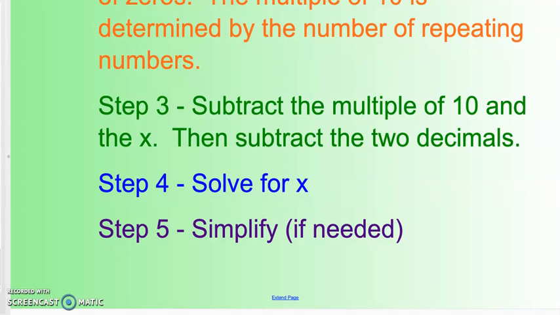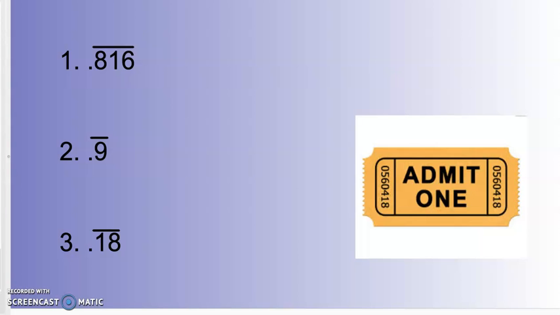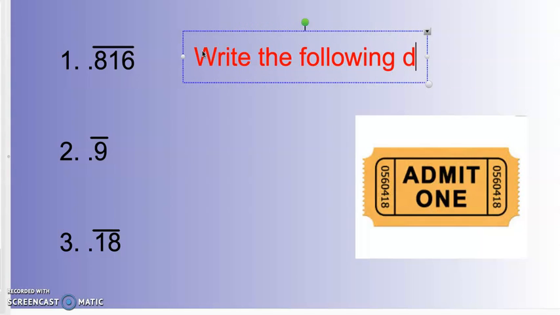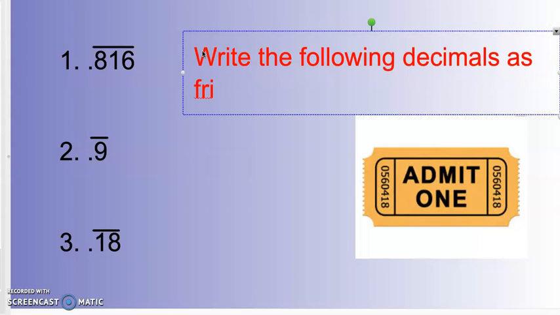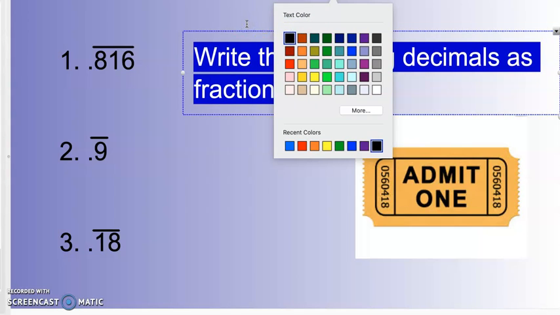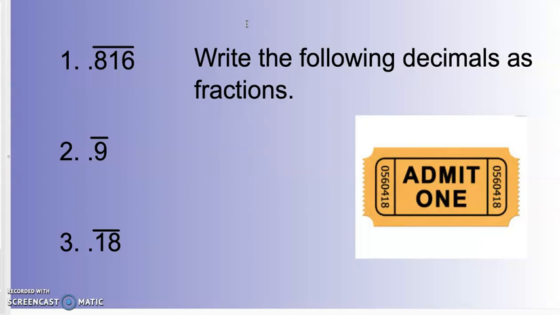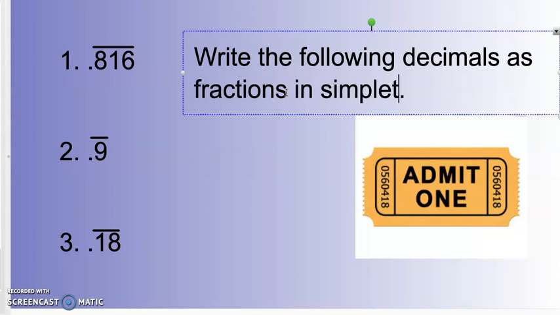Okay, so here's what I would like you to do. I want you to try these 3 problems. Remember, the number of numbers that repeat is the multiple of 10 that you use. Try that out, write them as fractions, and test it out and see. So I'm going to put: write the following decimals as fractions. And let's change this to black because that red is really bright. Write the following decimals as fractions in simplest form. Make sure you are in simplest form.